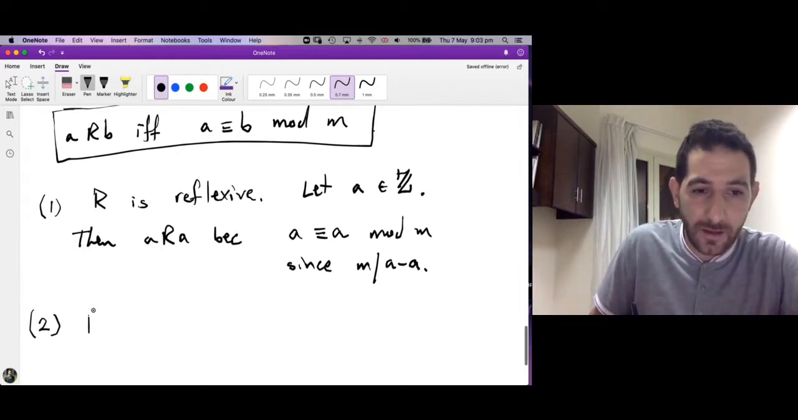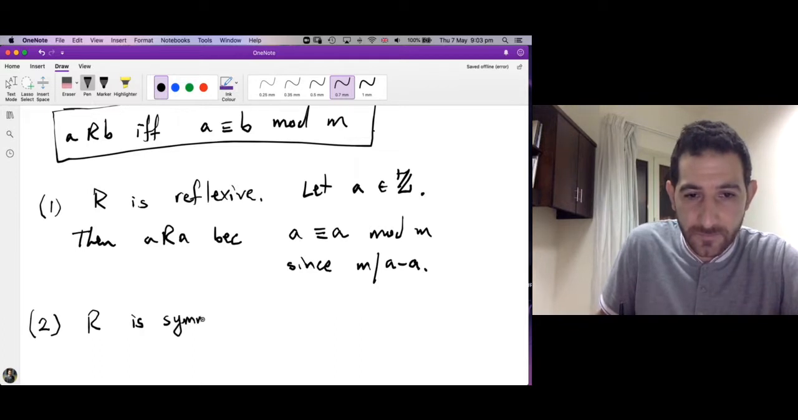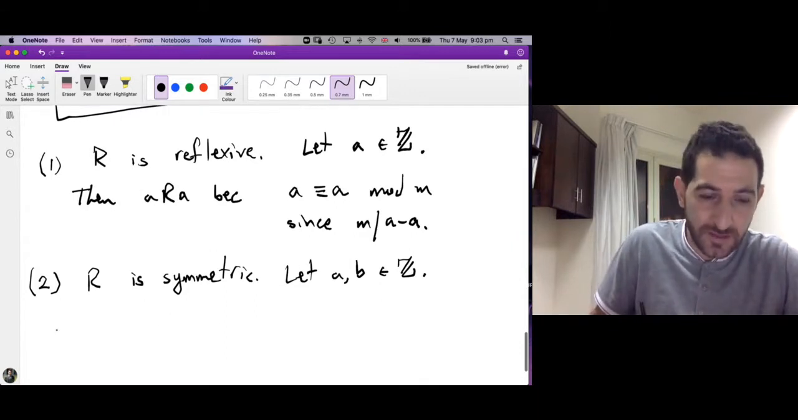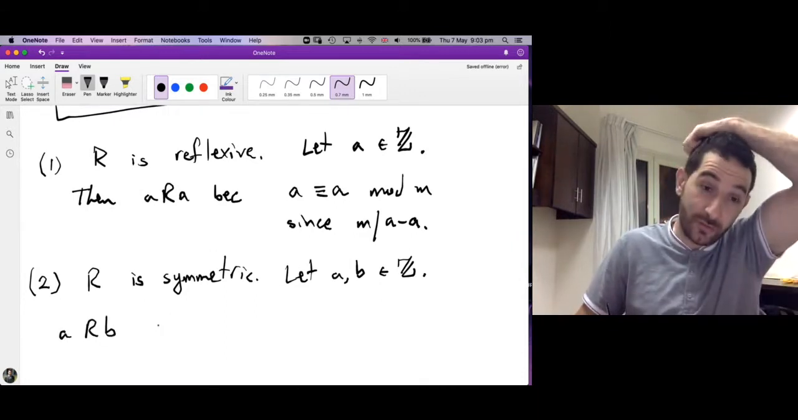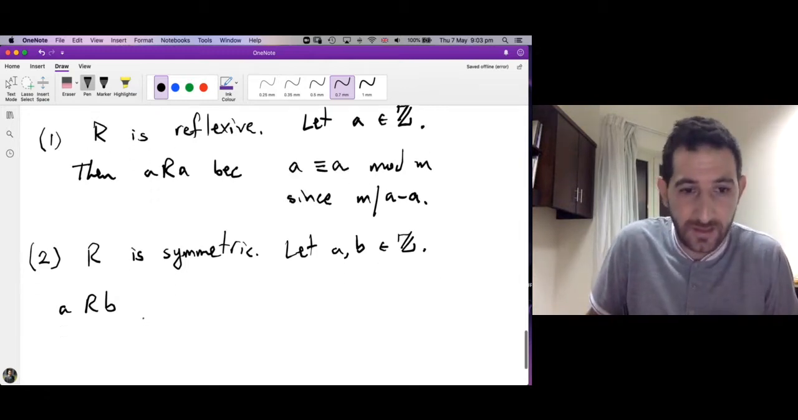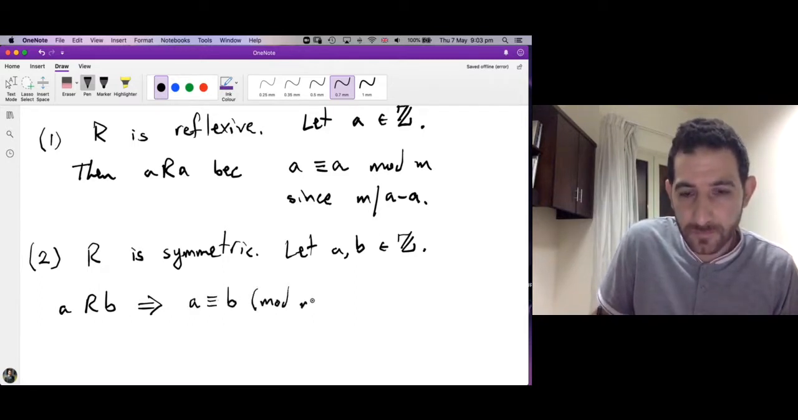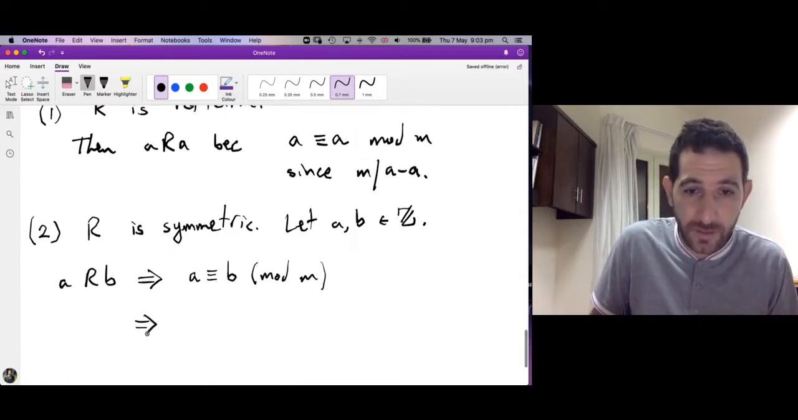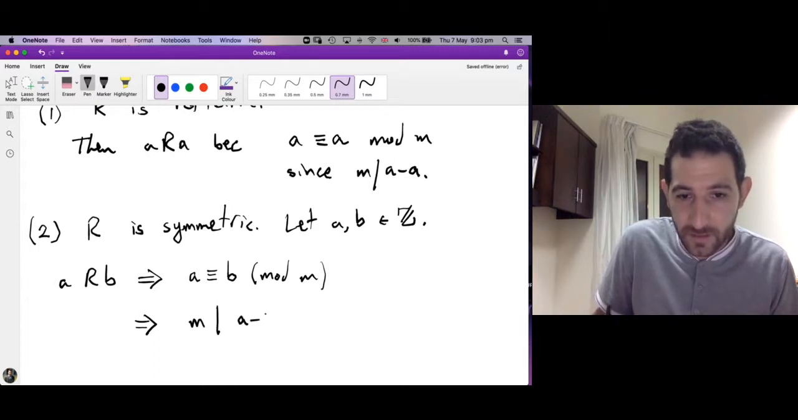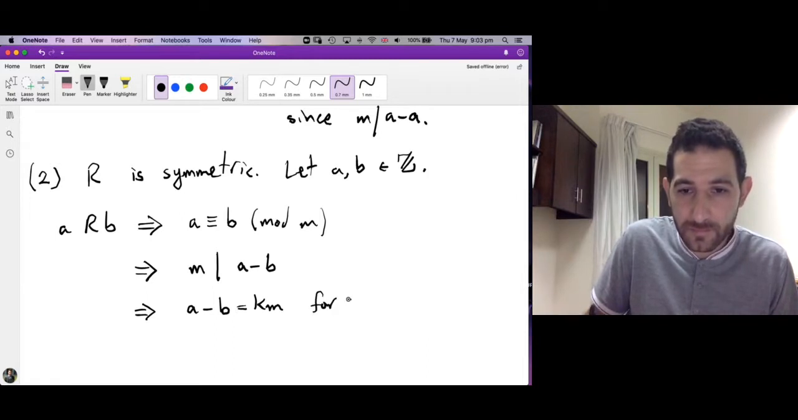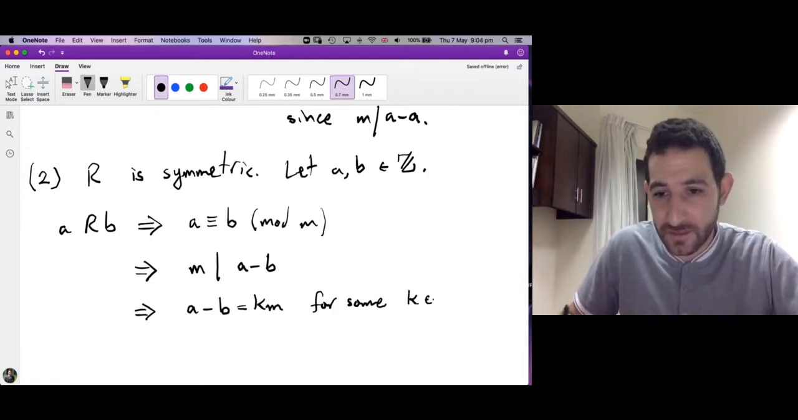Now second, R is symmetric. How do you show R is symmetric? Well, you need to choose any 2 integers in the set. Here we are dealing with the integers. Suppose a is related to b, then we need to show b is related to a. So what does it mean that a is related to b? It means that a is congruent to b mod m, which means that m divides the difference, a minus b. And what does it mean that m divides the difference? It means that a minus b is equal to km for some integer k, by definition of divisibility.